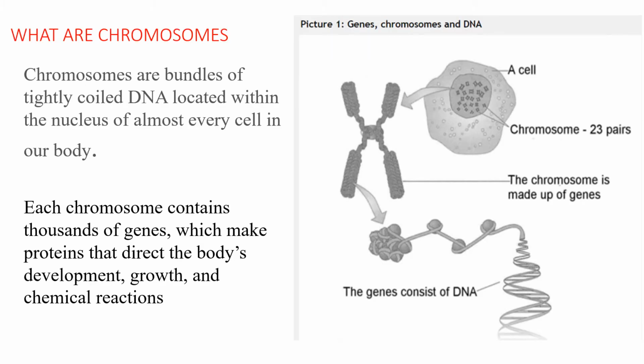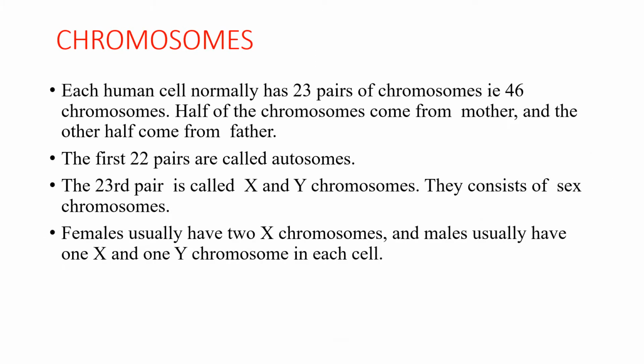Chromosomes are bundles of tightly coiled DNA located within the nucleus of almost every cell in our body. Each chromosome contains thousands of genes which make proteins that direct the body's development, growth and chemical reactions. Each human cell normally has 23 pairs of chromosomes, that is 46 chromosomes. Half of the chromosomes come from the mother and half come from the father.